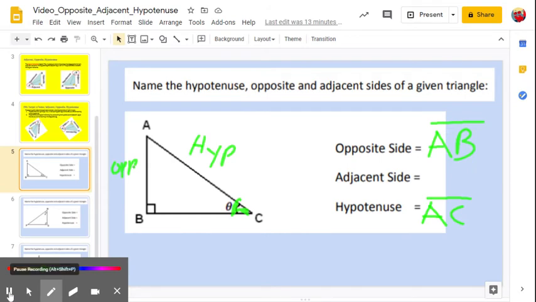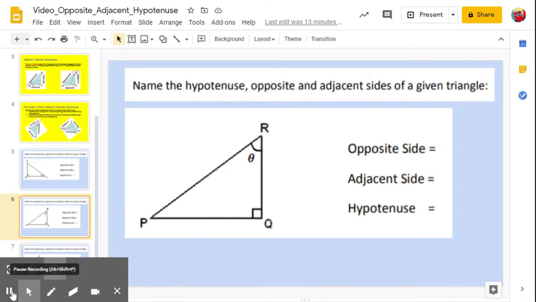So side AB is our opposite leg, because if I put my finger on angle C, the side I'm not touching is AB. So that is our opposite. And then once we have those two, our adjacent is what's left over. So we know that segment BC is our adjacent leg.